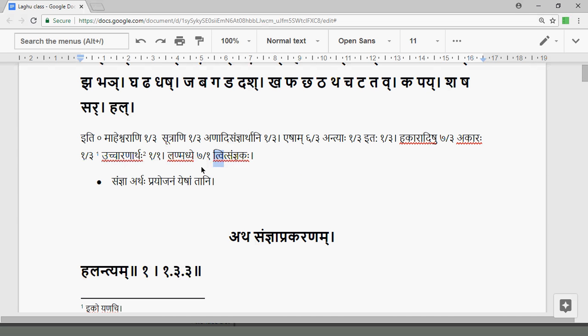Lund madhye tu itsanyakaha. Itsanyayasya, iti sanyayasya saha itsanyakaha bhauri. Iti sanyayasya akarasya saha akaraha itsanyakaha iti uchyate. So itsanyaka is what? This akara which is there in lund, in that sutra lund.